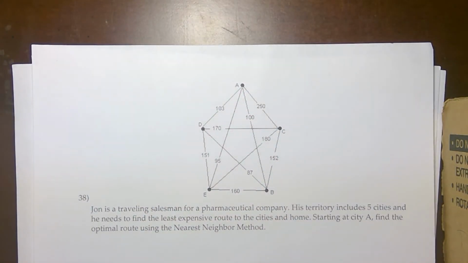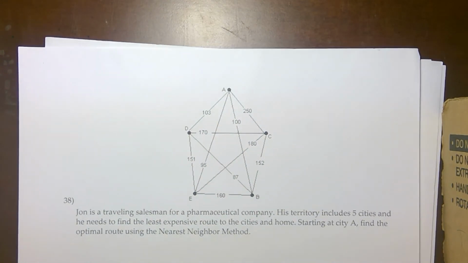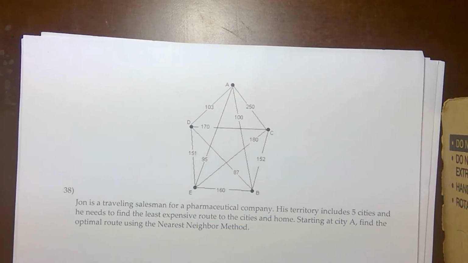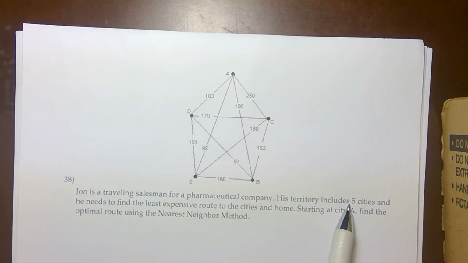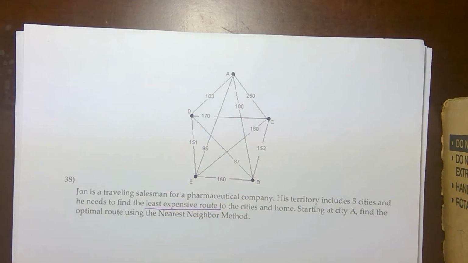Optimal solution, the nearest neighbor method does not always give me the optimal solution, but it gives me a good solution. John is a traveling salesman for a pharmaceutical company. His territory includes 5 cities, and he needs to find the least expensive route. So our weights here are dollars. The least expensive route to the cities and home. He's going to start and end at A because that's where he lives. And we're going to use the nearest neighbor method.